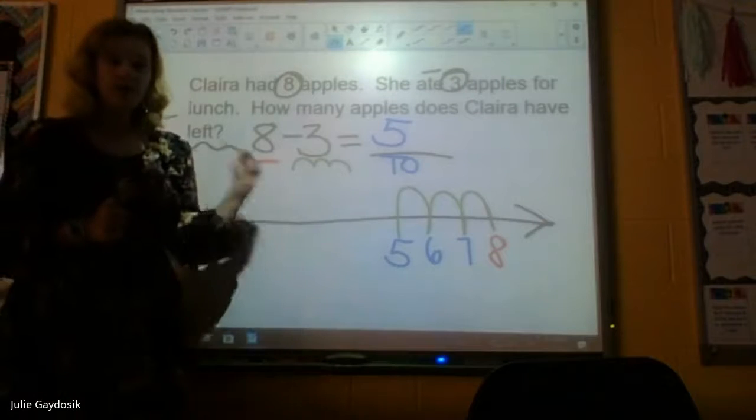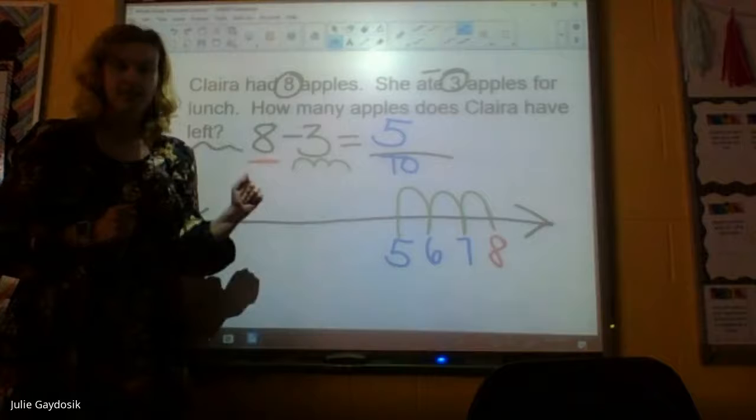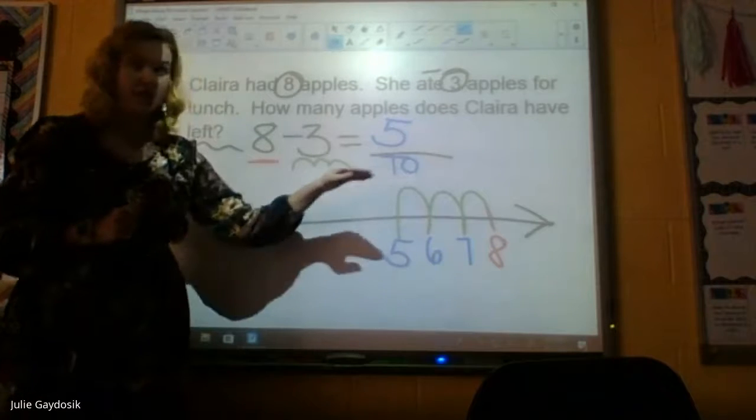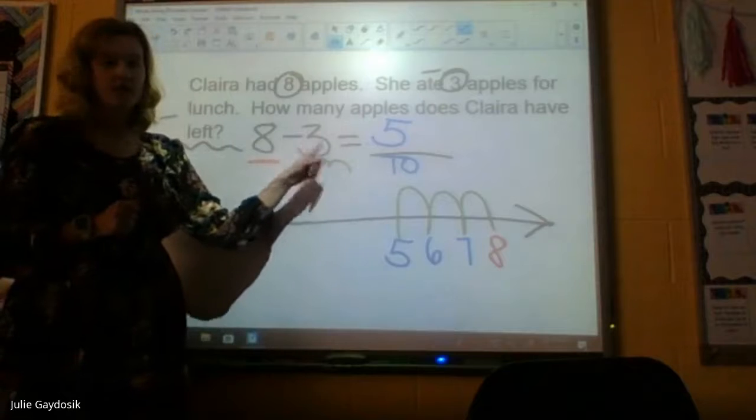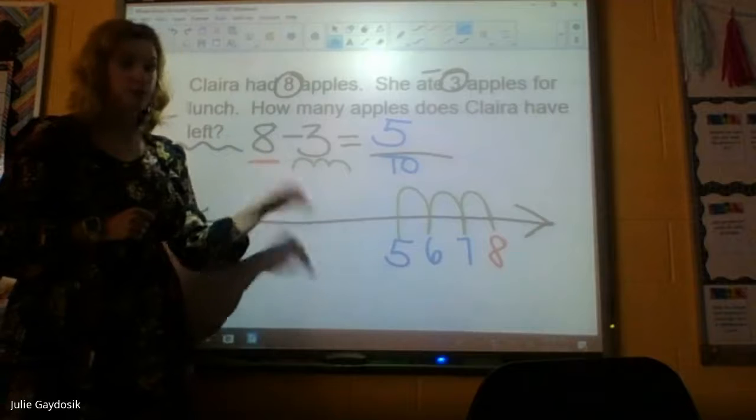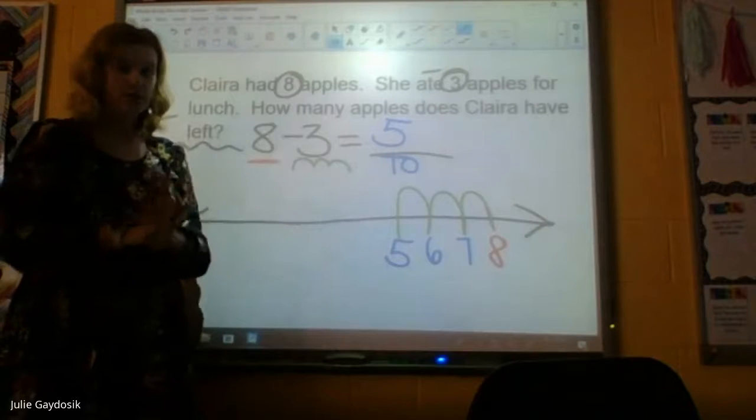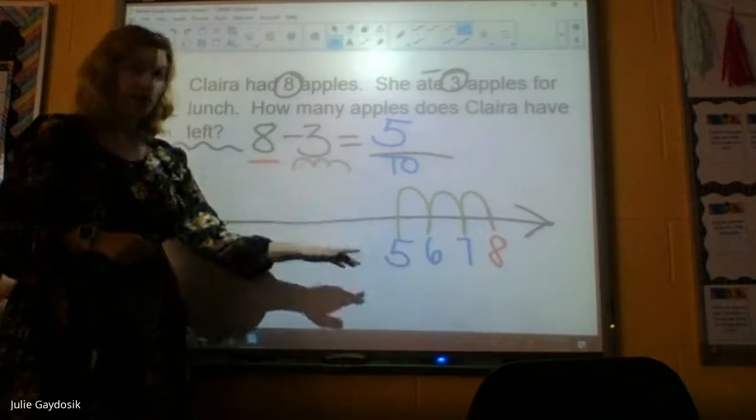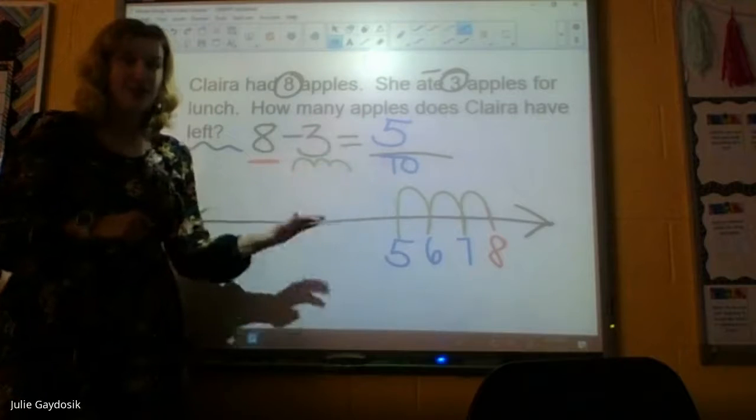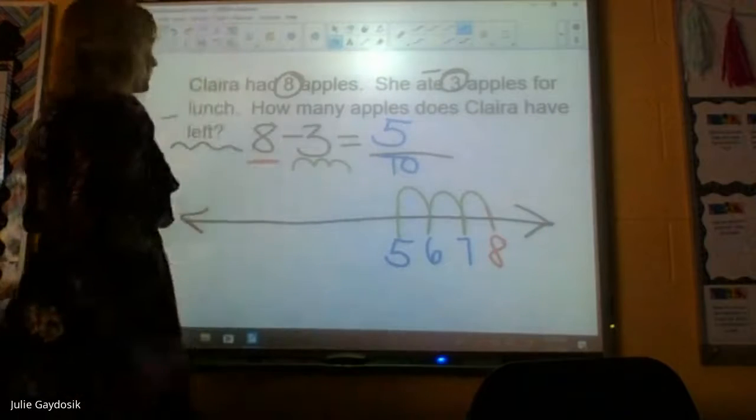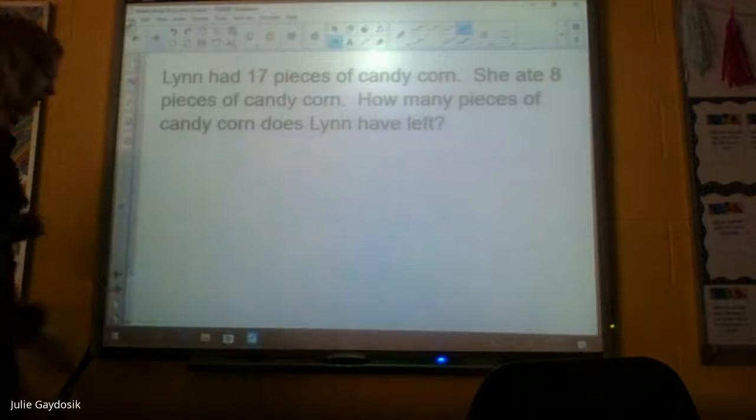Now, when you're doing your word problems in your Seesaw activity, I want to see an equation and a strategy. I don't want to just see an equation and the answer. I want to see a strategy, whether it be open number line or drawing pictures. I want to see a strategy, and so does Mrs. Zalaki. Equation and strategy. We want to see both. All right, last word problem, and then I'm going to show you your Seesaw activity.